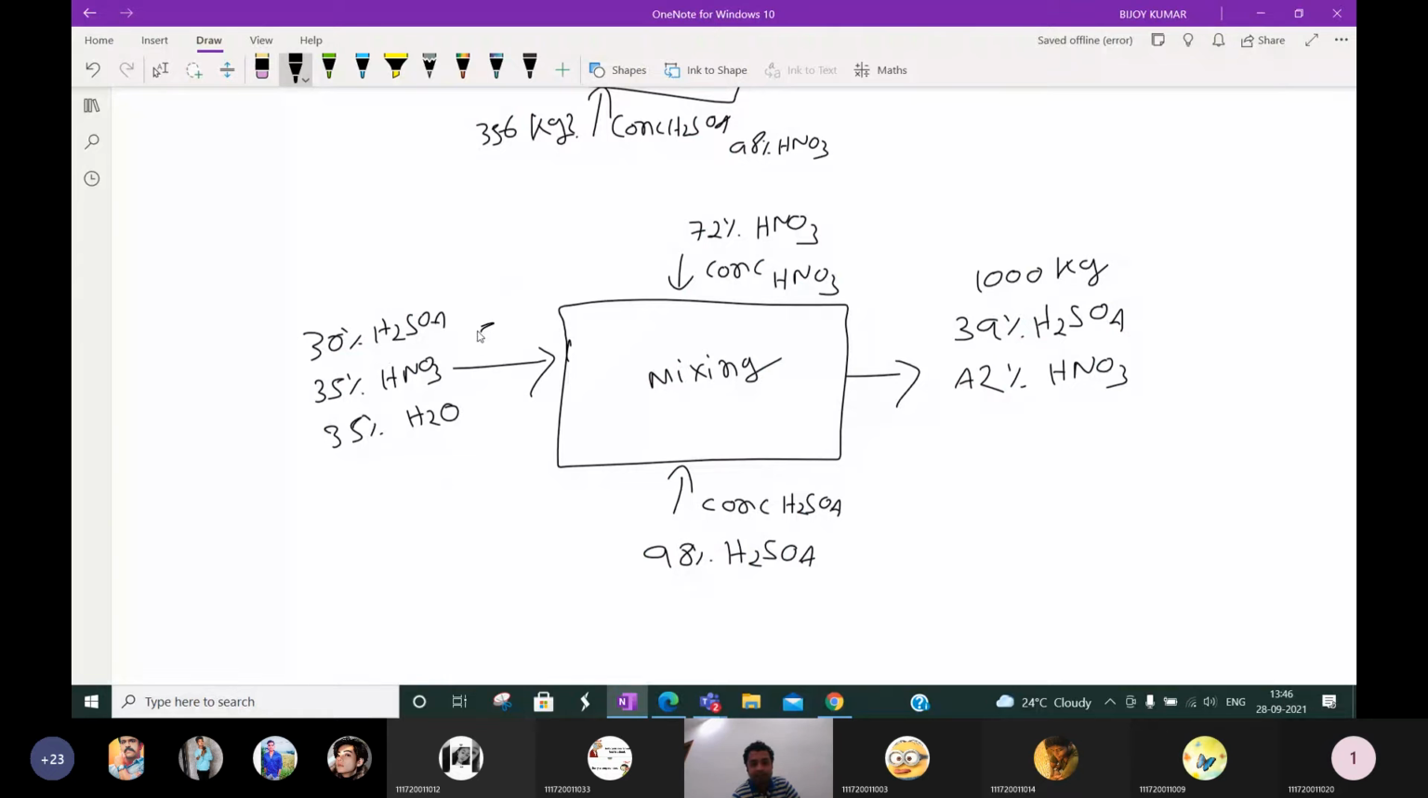So simple. Let us take this one as F1 kg, this as F2 kg, and this as F3 kg. What are the components? H2SO4, HNO3, and water. Here all the compositions are given. In the product stream, H2SO4 is given and HNO3 is given. Please answer: in the product, if 39% is H2SO4 and 42% is HNO3, what is the composition percentage of water?